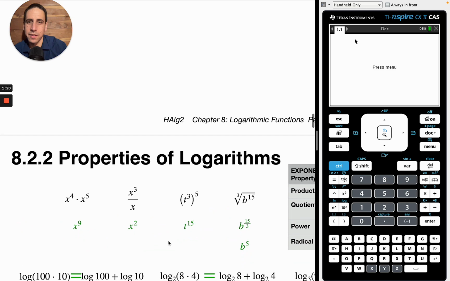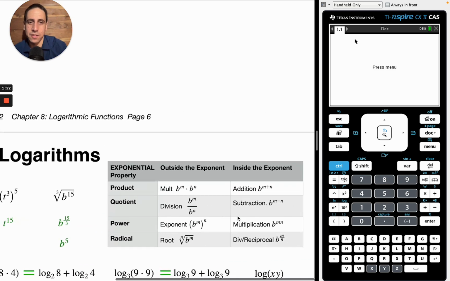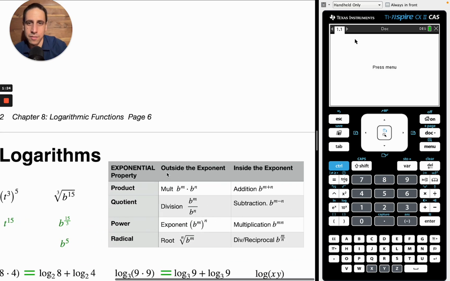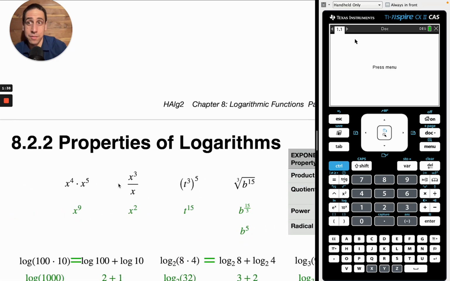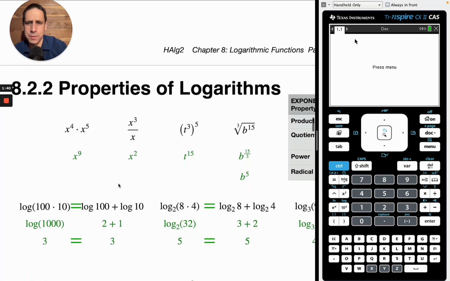So that's just a review here, to get you used to the idea of inside the exponent and outside the exponent, like this here. This multiplication is outside of the exponent, whereas this addition is inside the exponent. That's a property of exponents. We're going to turn everything on its head when we go to logarithms, and it's going to be kind of the reverse or opposite. Let me show you what I mean.